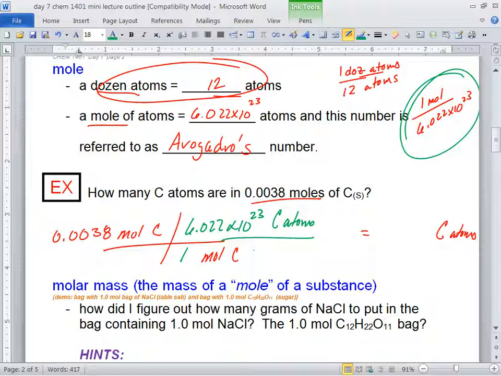So it's 6.022 times 10 to the 23rd. So what we have to do is multiply 0.0038 times 6.022 times 10 to the 23rd. So first put it in your calculator, 0.0038. Okay? You got it?